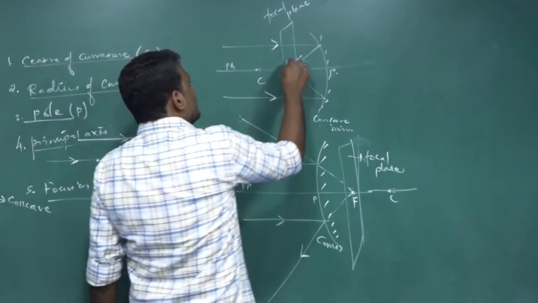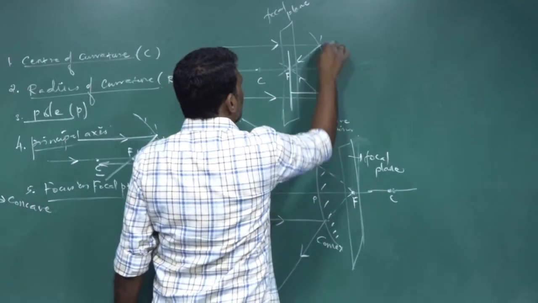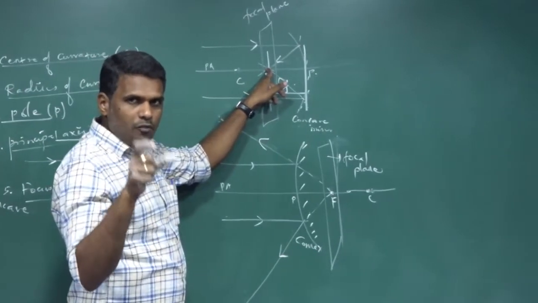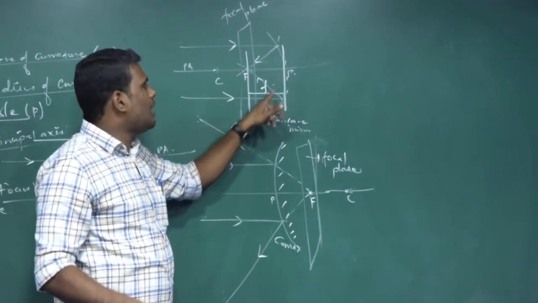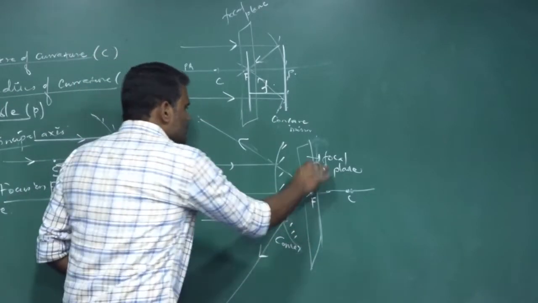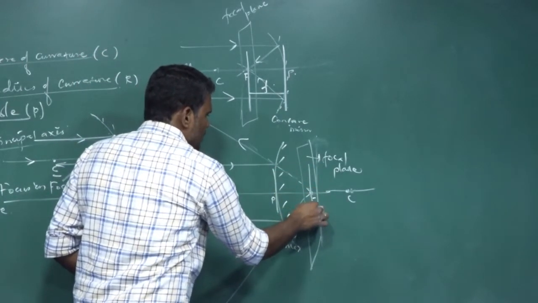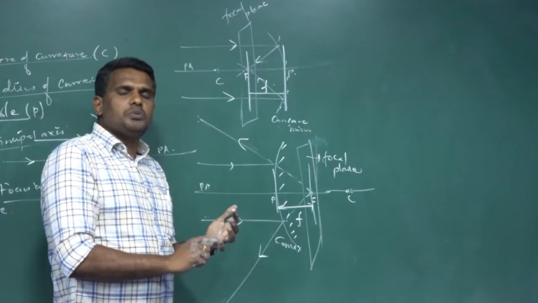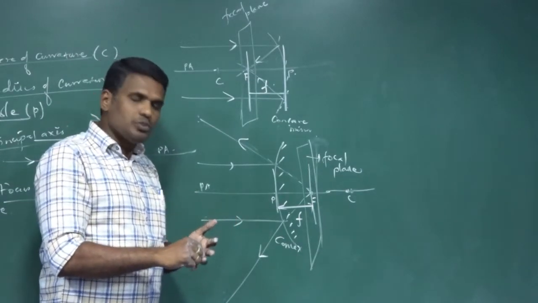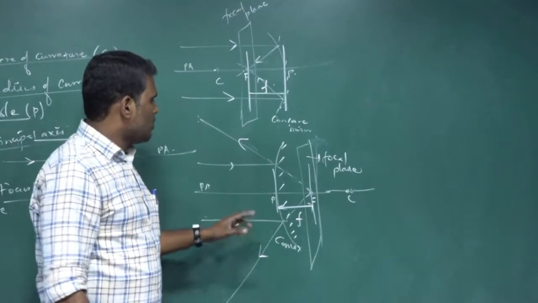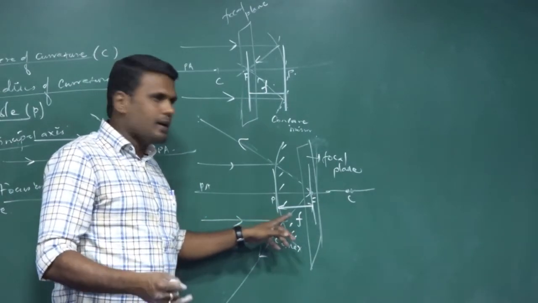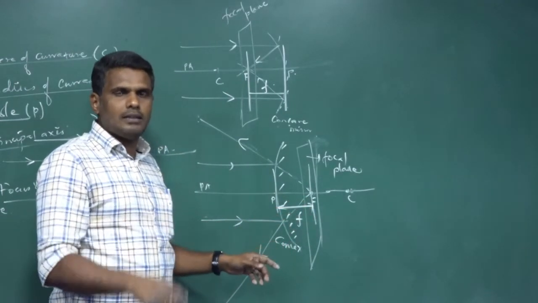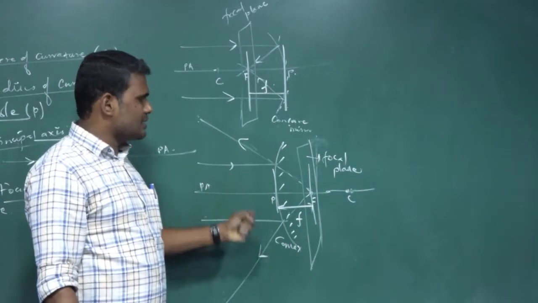Then, after speaking about this focal plane, we have to speak about the focal length. What is focal length here? The distance between the principal focus and the pole is called focal length. Here we can show the same distance: pole and the principal focus. This is the distance measured, small f. So small f refers to the focal length, capital F refers to principal focus or focal point. So the distance between the pole of the mirror and the principal focus is called focal length.